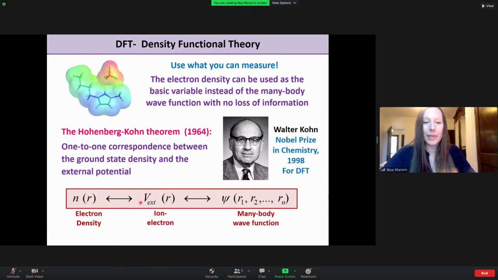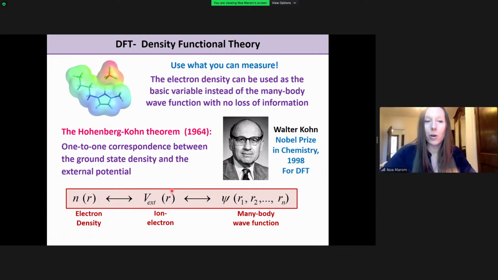So what guarantees that we can use the density instead of the many-body wave function is a theorem called the Hohenberg-Kohn theorem, which proves the one-to-one correspondence between the electron density, the external potential, and the many-body wave function. And the reason why this is so good is that the many-body wave function is a bit of a monstrosity. It's a function of 3n spatial coordinates, where n is the number of electrons, which can be very, very large, even in a small system. Whereas the electron density is a function of 3 spatial coordinates. So you can go from 3n variables to 3 variables with no loss of information.